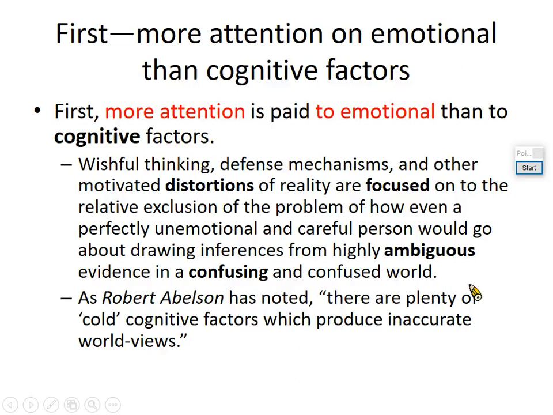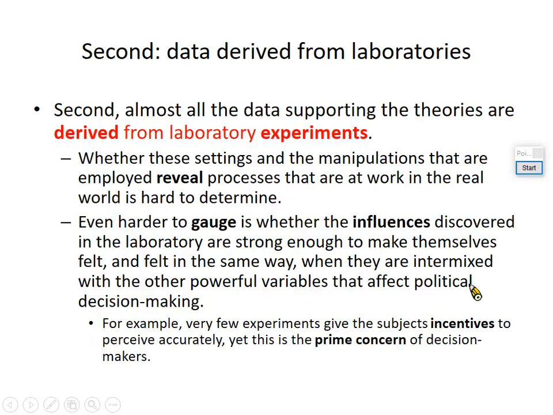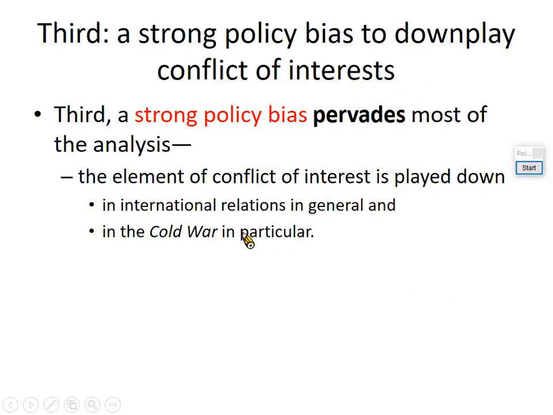First one. And the next one is second. Almost all data supporting the theories are derived from laboratory experiments, not from our daily life environment settings. So they experiment in the laboratory. So this is the second one, okay? And about the third one, the third argument is a strong policy bias there. They always play down the conflict of interest, the third.